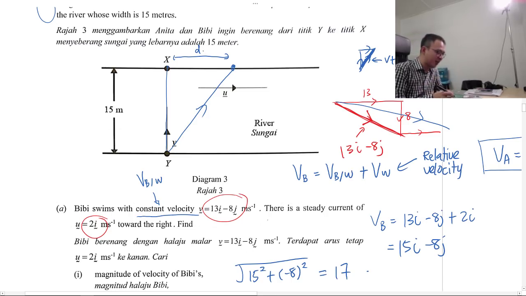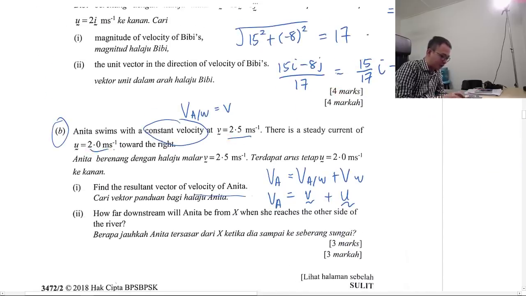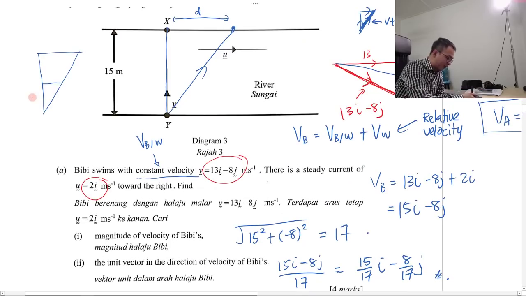So the easiest way is to do similar triangles. Because I know the V and U, I will just do some similar triangles here. My V here is 2.5 and my U is 2. And then we have the distance here, which is 50. And I want to find the distance D here.